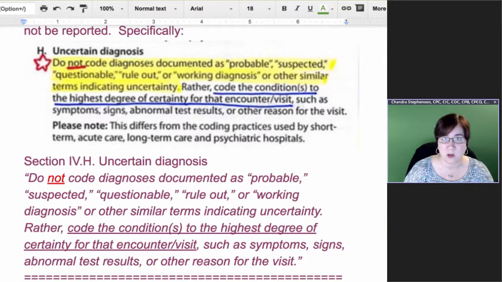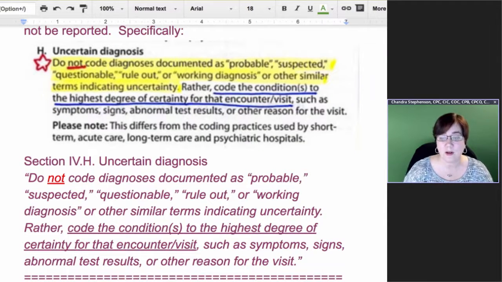So no probable, likely, suspected, anything like that. Instead, what you do is you code what the highest degree of certainty was that the provider knew during that ER visit. What did they know? Maybe they only knew the patient had abdominal pain. That's all you could code. And they hadn't figured out yet what else was going on with the patient. So you're going to code whatever it is you know. That can be signs and symptoms, that can be abnormal test results, could be any other reason for the visit if you don't have a definitive diagnosis. Now that's if you're coding for the hospital outpatient departments like the emergency room.